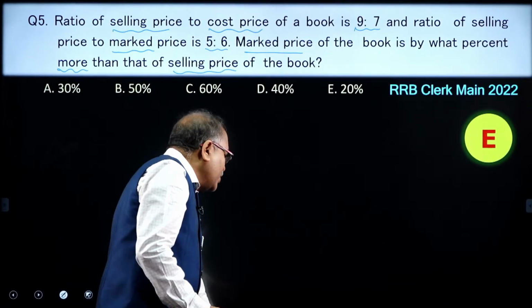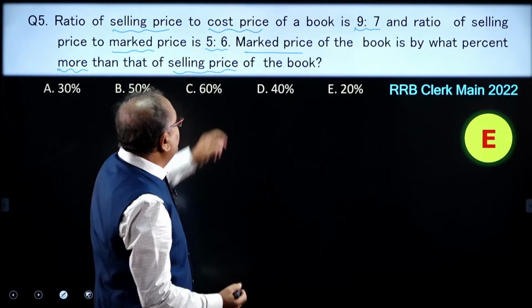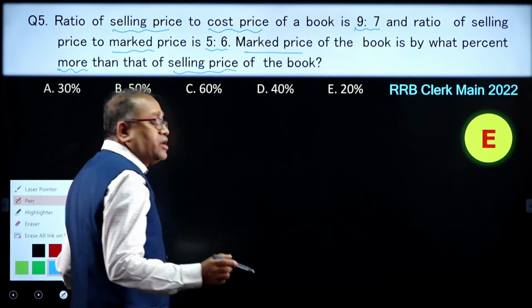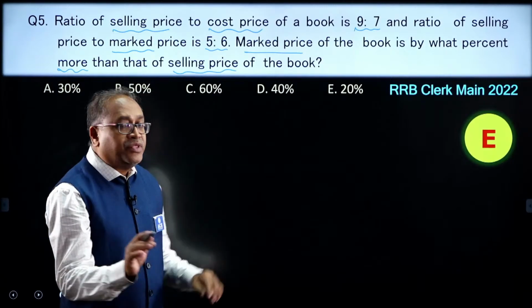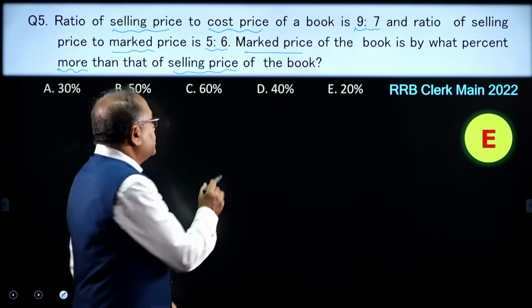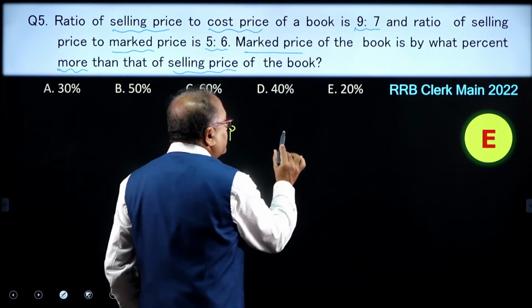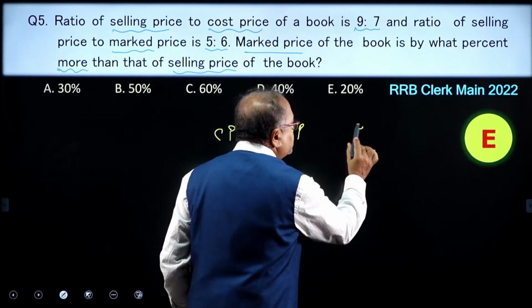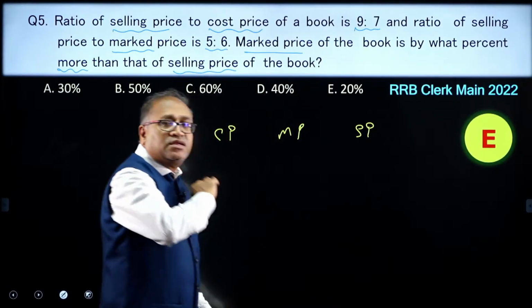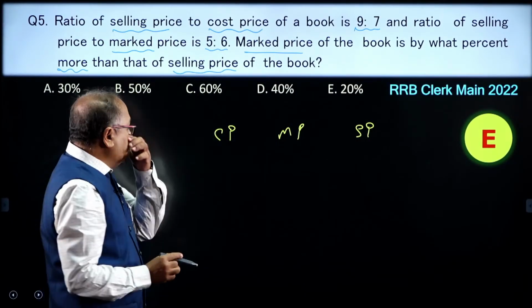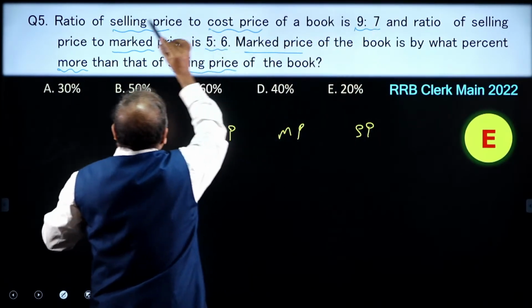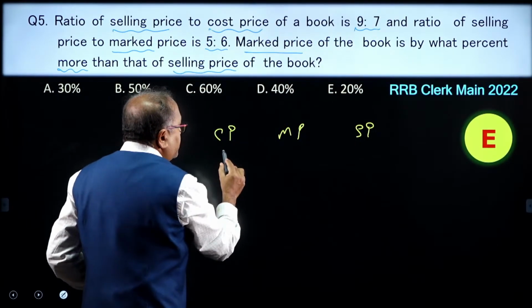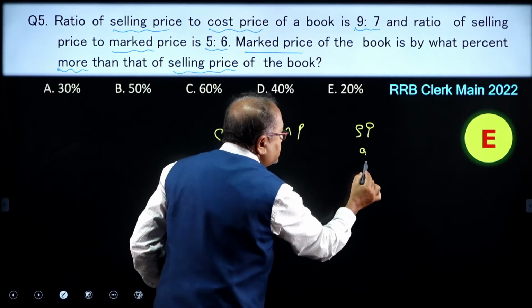So how do you do this one? You are good in continued ratio and proportion, and you know the order. The first cost price comes, then comes mark price, and then comes selling price. The pattern of the prices goes in this order. So I will take the cost price. If it is 7, the selling price is 9.